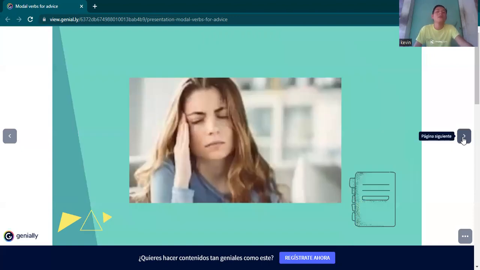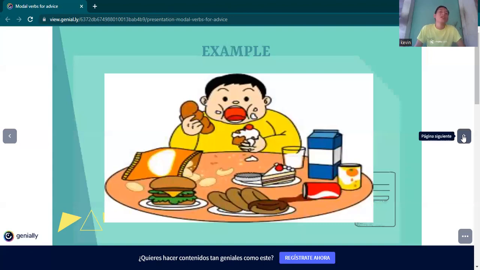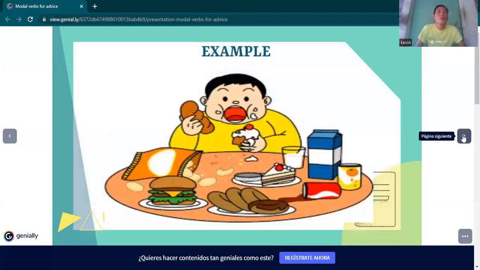Okay, now let's give advice to this woman. This woman says that she has started feeling headache, so she ought to go to the doctor. Let's continue. Now, in this example, we are going to use the modal verb should for giving advice. This person is eating too much. So as an advice, you should go to the gym. You should go to the gym.